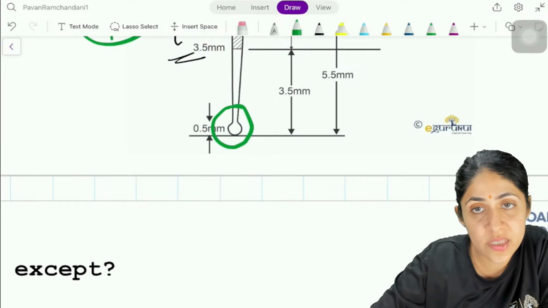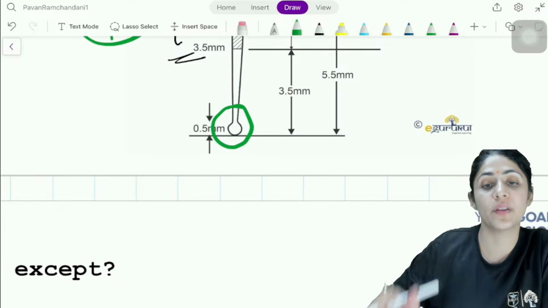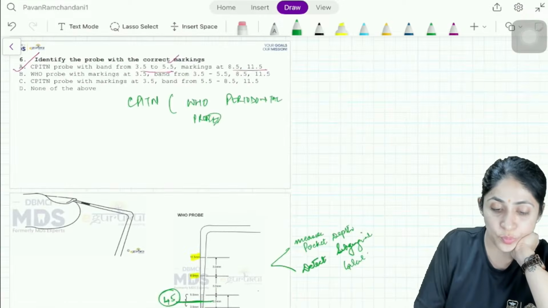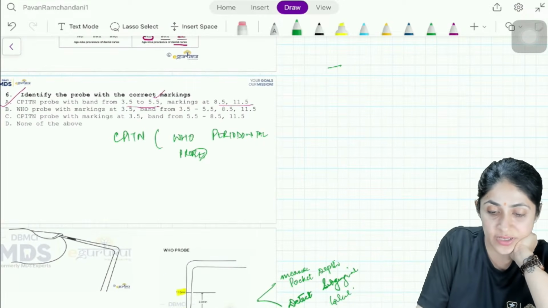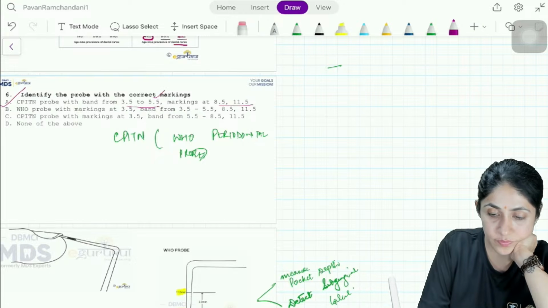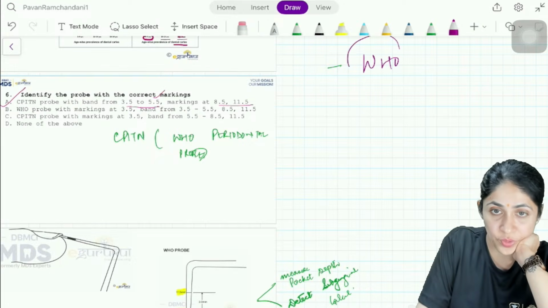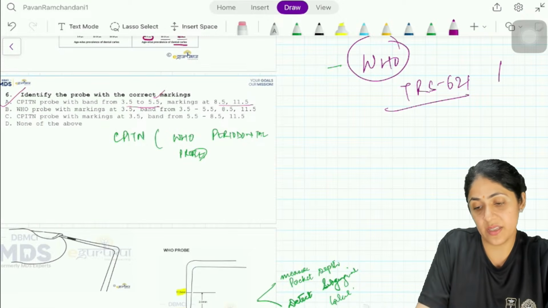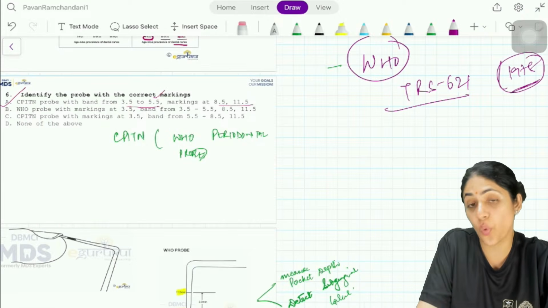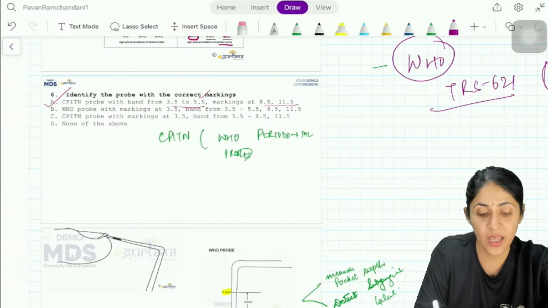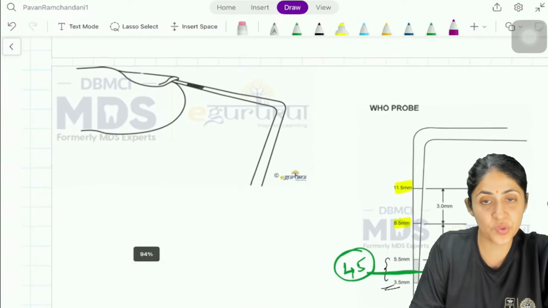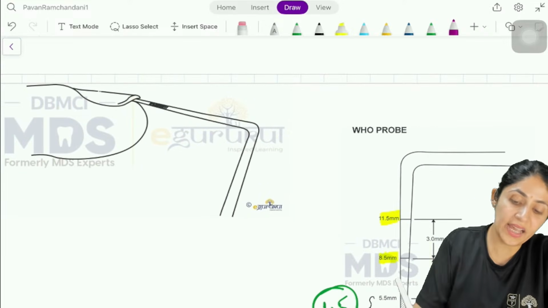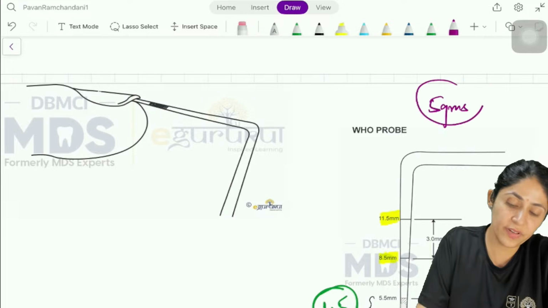Understood? Now this probe was first described in what year? Why is it called the WHO probe? Because this was first described by WHO, in TRS 621 in the year 1978, the same year as what? Alma Ata Declaration. Okay, now there is another question which was asked: what is the weight of the CPI-TN probe? The entire weight of the probe is just 5 grams.